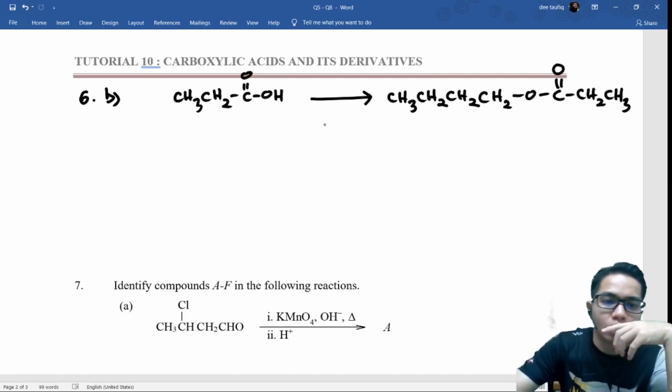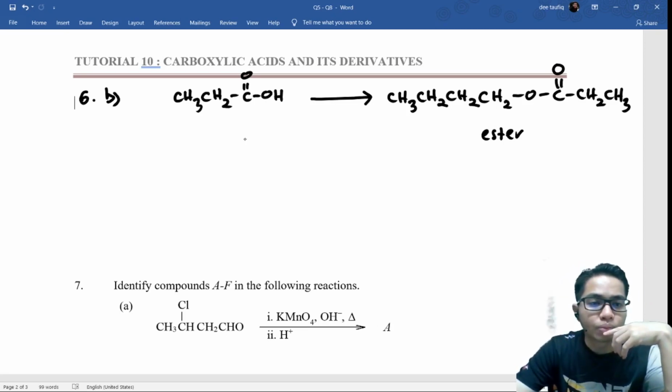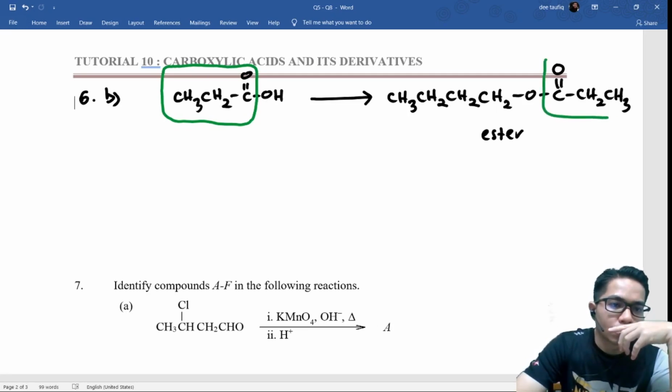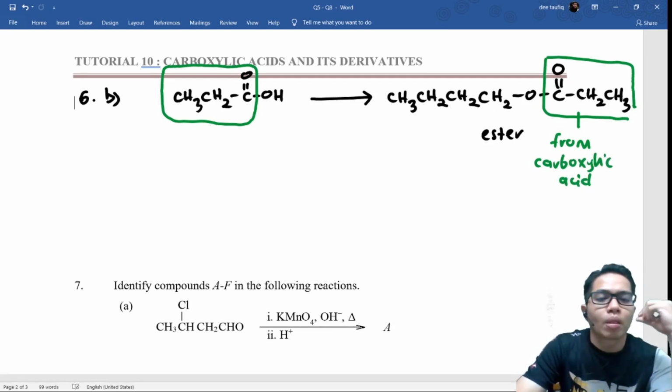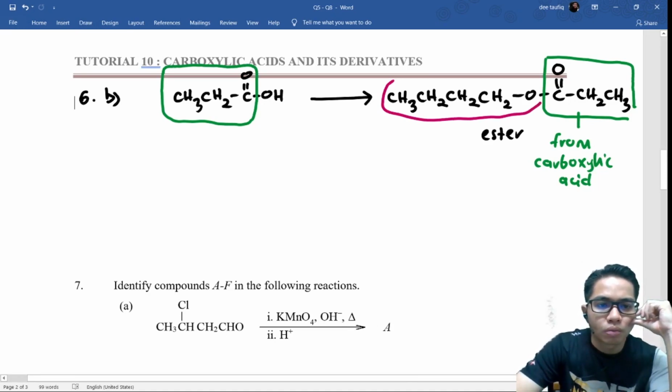So, this is a carboxylic acid. This is an ester. So, ester adalah combination of carboxylic acid dengan alcohol. So, this part CH3, CH2, C double bond O adalah this part. So, this is from carboxylic acid. Therefore, yang belakang tu, the remaining panjang-panjang ni, ini is from alcohol.